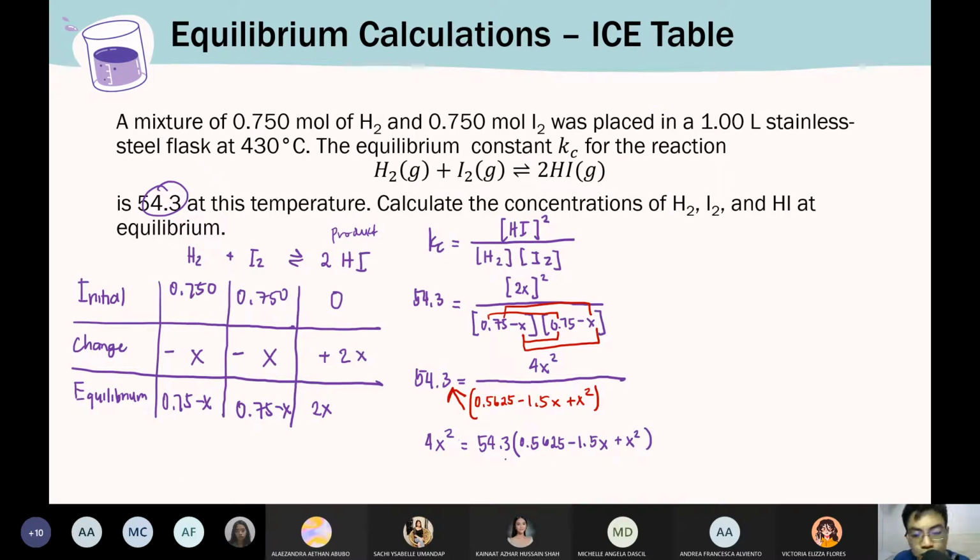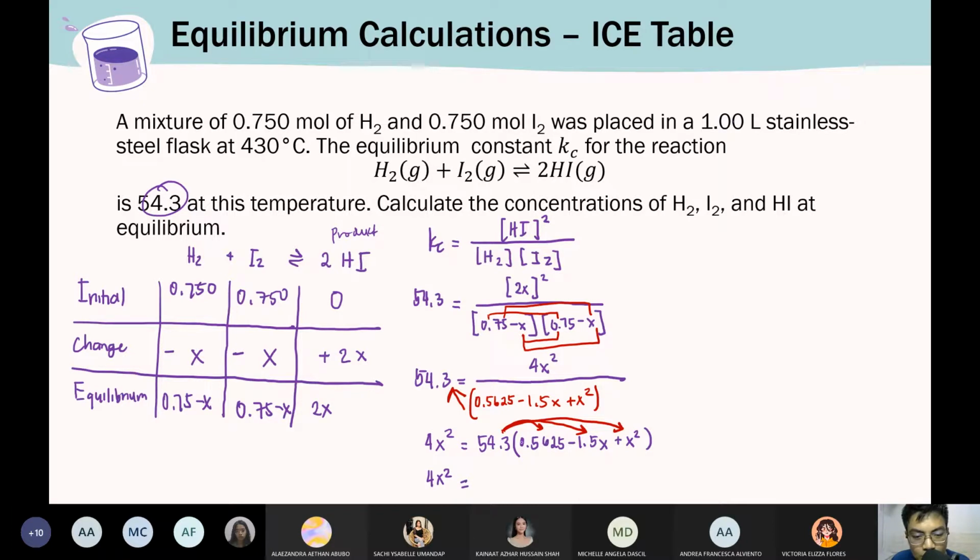And then what we will do, okay, so apply the distributive property. Okay, let's distribute 54.3. Ay, donate natin. Yan, donate, and distribute. Okay? Hopefully nasusundan niya ha. Pag hindi nasusundan, let me know lang, so that I can clarify. Or if may nasulat akong mali, let me know. So this is 4x squared.